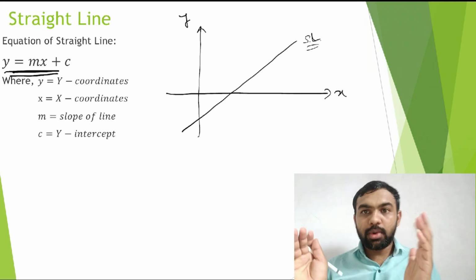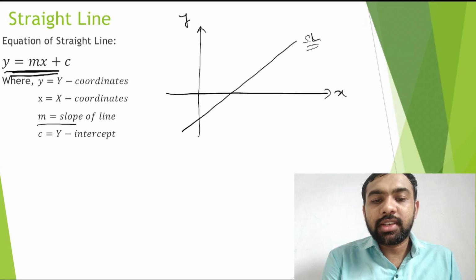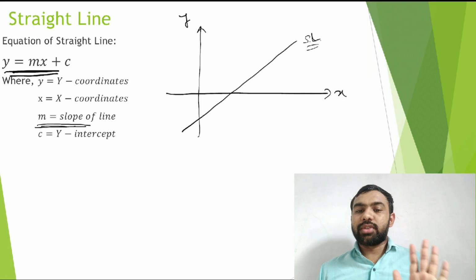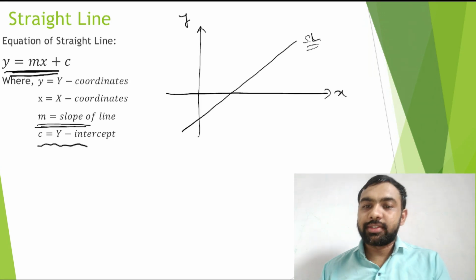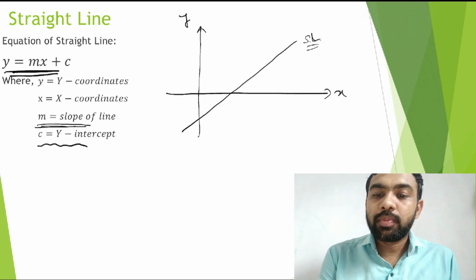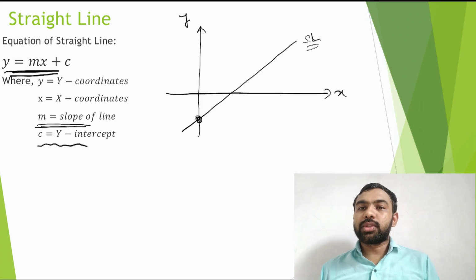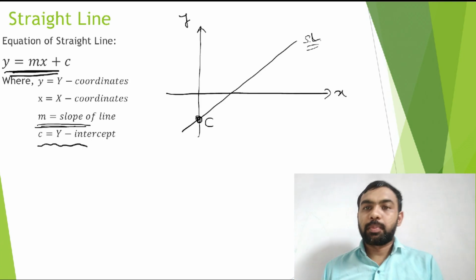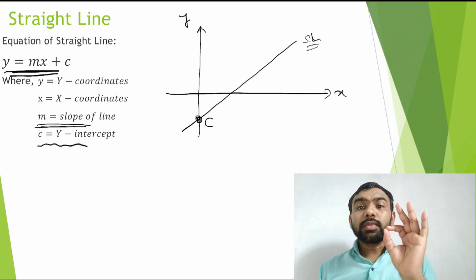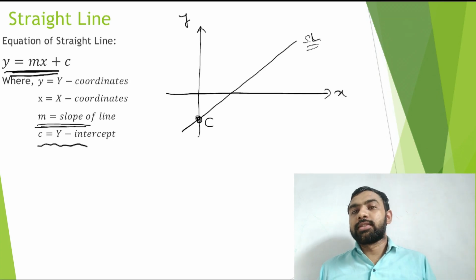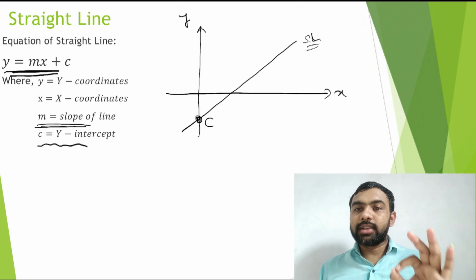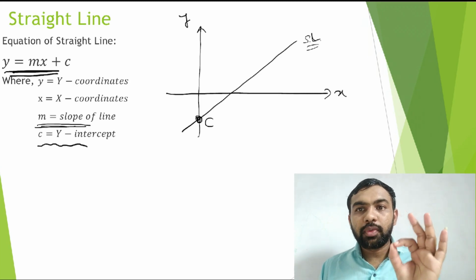We will discuss slope in detail later, but in this equation m represents the slope, and c is a constant that is called the y-intercept. It means the point where this straight line intersects the y-axis. So somewhere here, this straight line intersects the y-axis. So we call it c. So c is the y coordinate where the straight line intersects the y-axis. Again, c is the y coordinate where the straight line intersects the y-axis.